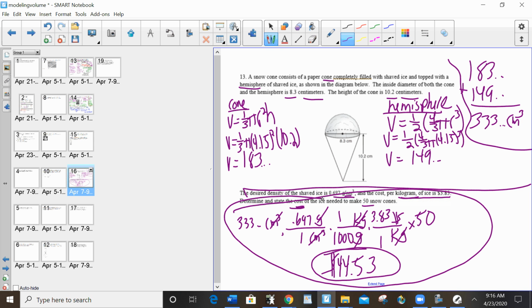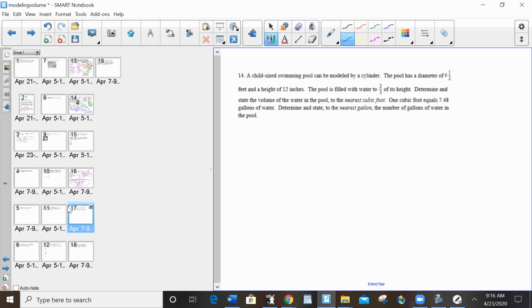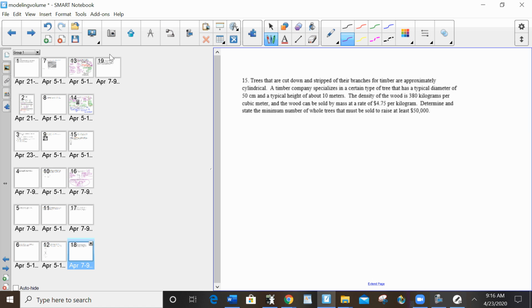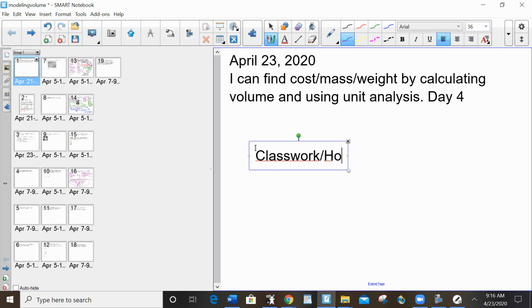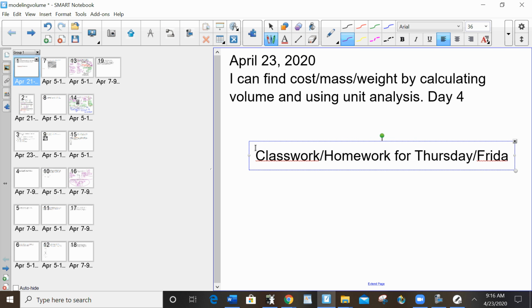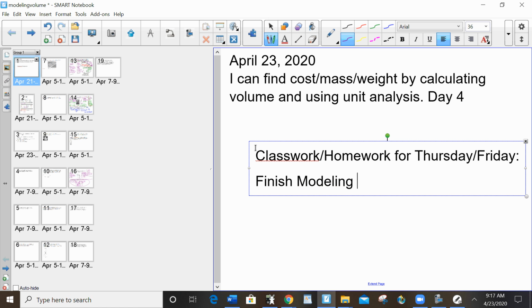So for classwork slash homework, you're going to finish modeling volume. So this is your classwork slash homework for Thursday and Friday. All right, so I'm giving you 2 days to do this. Is to finish modeling volume. By the way, the key is on the website, so you can access the key.